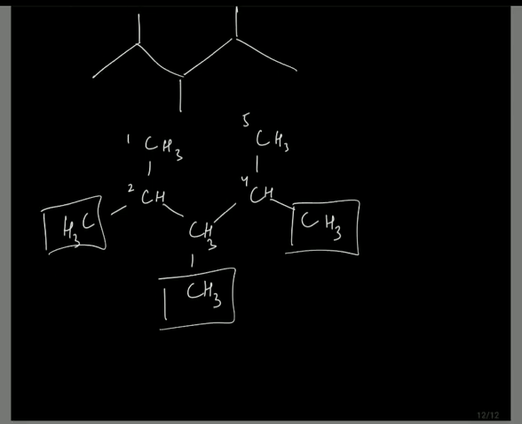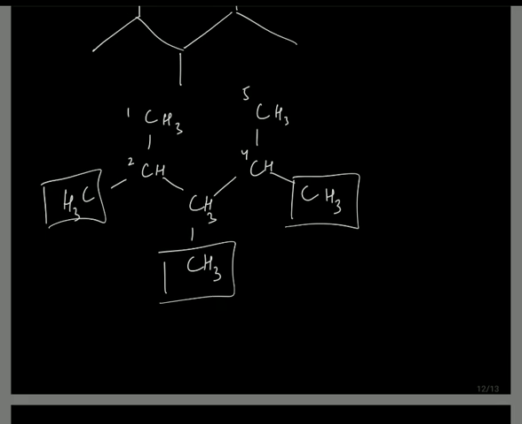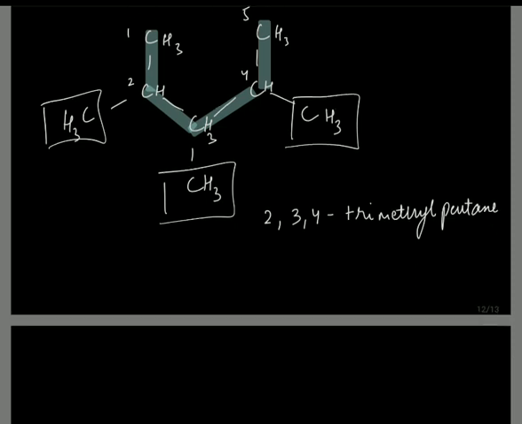Correct? So there are three methyl groups. So what name are we going to give it? This will be 2, comma 3, comma 4, and then we are going to use the prefix tri, trimethyl, and word root pent, because there are 5 carbon atoms if you can see, and all single bonds, so pentane.